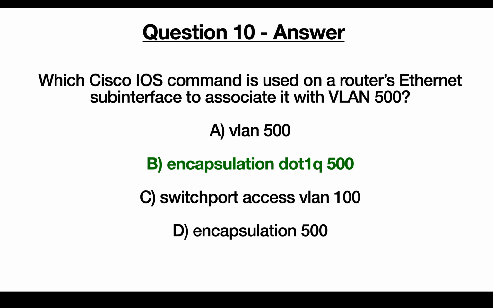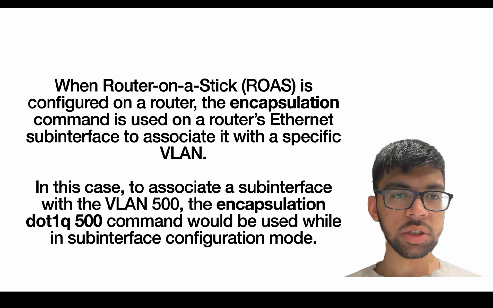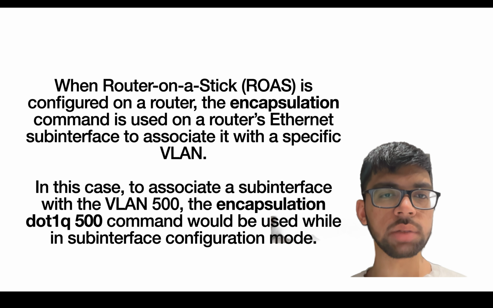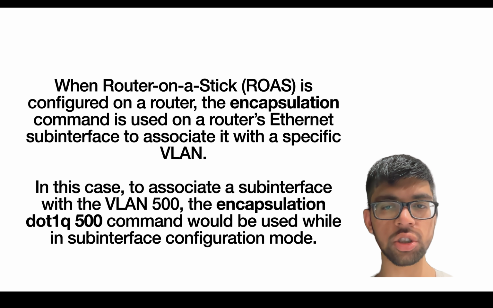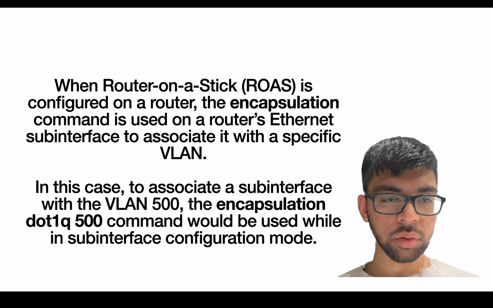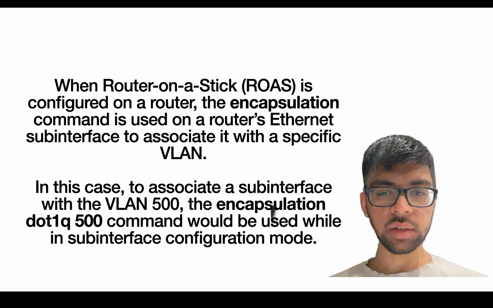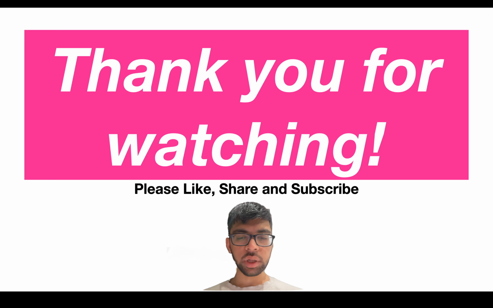So that is what you're going to use. You need to configure encapsulation on that subinterface in order to associate it with VLAN 500. All the other answers are incorrect. And this is a bit more of an explanation. When router-on-a-stick is configured on a router, the encapsulation command is used on a router's Ethernet subinterface to associate it with a specific VLAN. In this case, to associate the subinterface with VLAN 500, the encapsulation dot1Q 500 command would be used in subinterface configuration mode. And so that brings me to the end of this practice test.